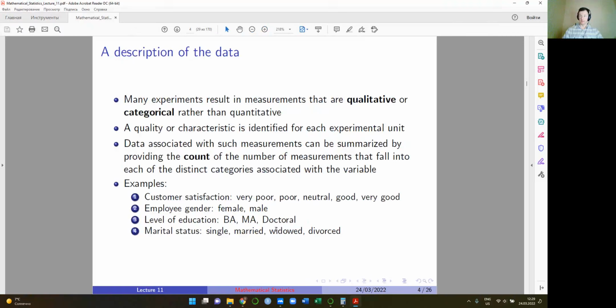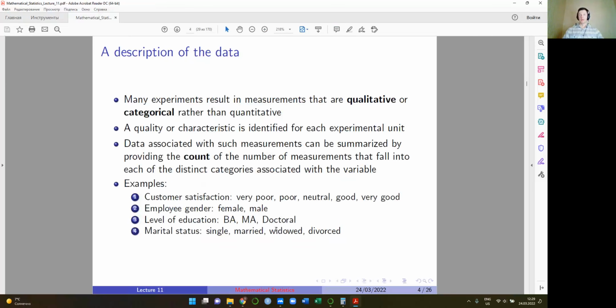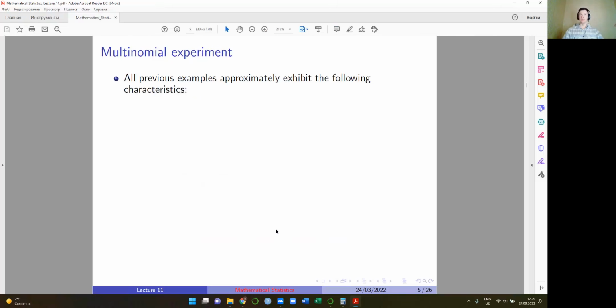Right? So this is also data, and this data is widely used in data analysis, in data science. And we need to establish some methods for how to work with this data. So we will start with the definition of something which is called a multinomial experiment.